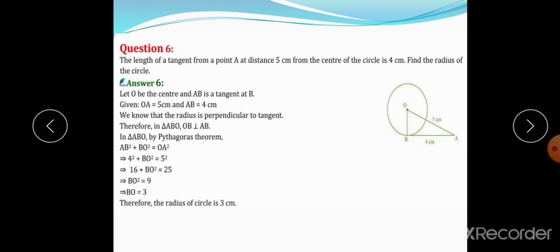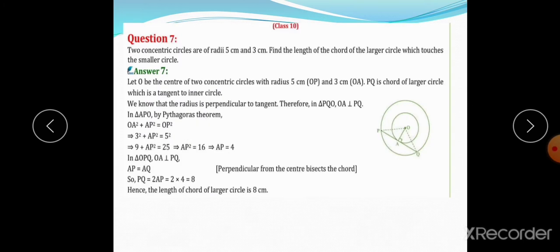Same as the first one, find the radius of the circle by using the Pythagoras theorem. OA squared equals OB squared plus BA squared, so we use 5 squared minus 4 squared, which is 9. The square root of 9 is 3 centimeters. It's very easy. Let me see question number 7.